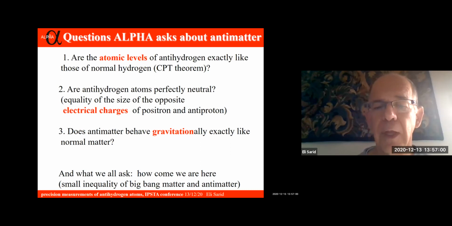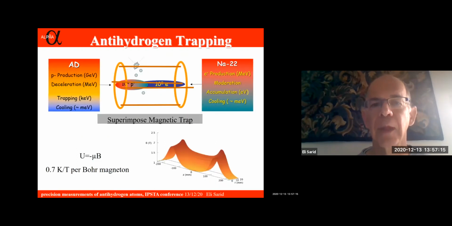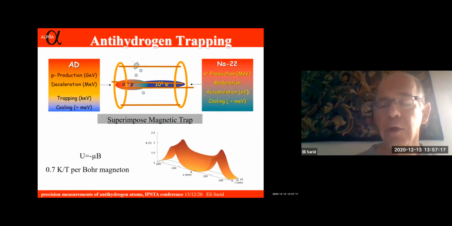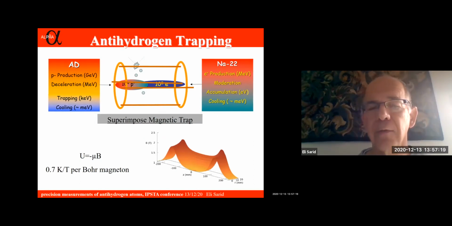All of these questions on antimatter are at the bottom. The big question is how come we are here? Because the small inequality of matter and antimatter in the Big Bang causes the universe to exist as we know it today. Antihydrogen does not exist in nature, and all collaborations interested in antihydrogen come to CERN because this is the only place in the world that can supply a beam of antiprotons.